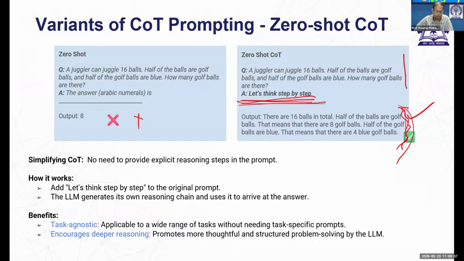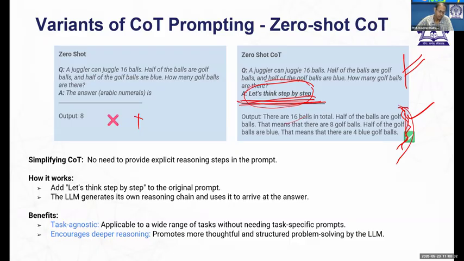What are the benefits? Task agnostic. Applicable to a wide range of tasks without needing task specific prompts. You can see this is not a task specific prompt. You can ask any kind of other problems. You can just add this thing, let's think step by step. You can also ask a loss and profit question. You can simply say, let's think step by step. You do not have to give the solution for that problem. So that's why it is task agnostic.